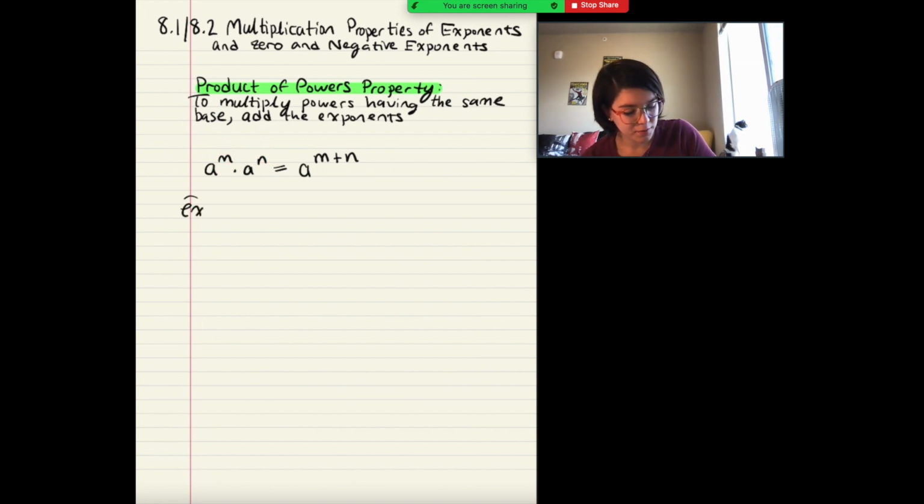So for example, if we had 3 squared times 3 to the third, what we would do is we'd keep the same base. They both have 3, so we'd write 3. And then we'd add their exponents, so 2 plus 3. And then 2 plus 3 is just 5. So that's our first property.